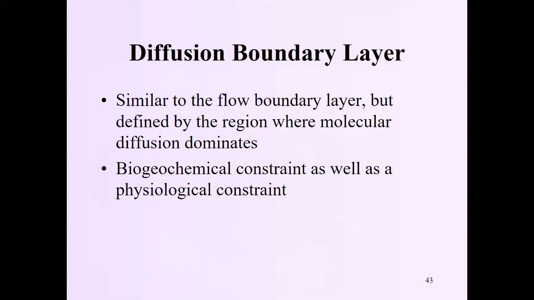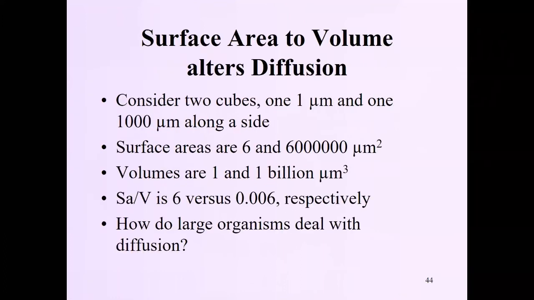So this relates to biogeochemical constraints as well as physiological constraints. It really controls how organisms interact with the environment, shapes and sizes of organisms, as well as things like how quickly a chemical will diffuse out of a sediment or across the stratified layer of a lake. One of these areas that we can talk about is the surface area to volume ratio. This is really an important aspect of the physics of how organisms evolve and adapt to their environment.